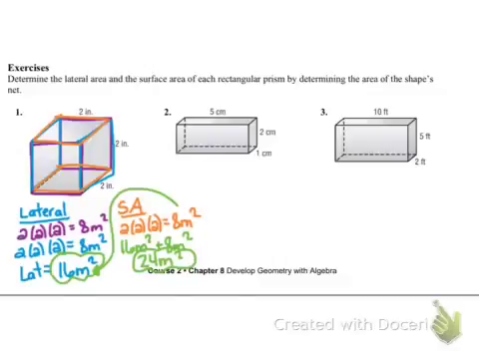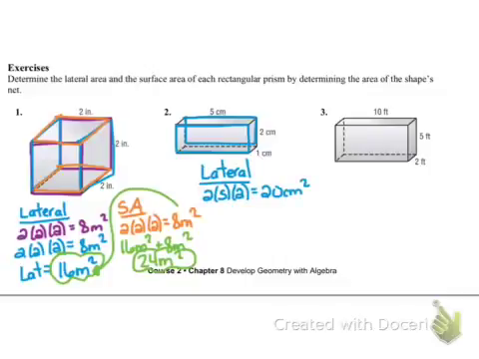Let's do this next one, and again, let's go ahead and start out with lateral surface area. So we're going to look at the front and the back. And the front and back are both 5 by 2, but there are 2 of those. 5 times 2 is 10, double that and you get 20. So that's 20 square centimeters.